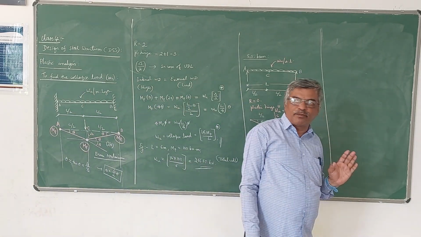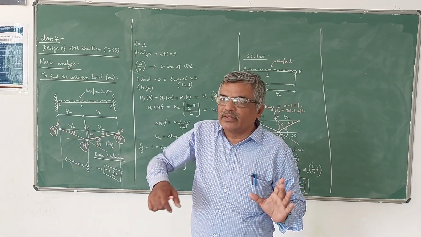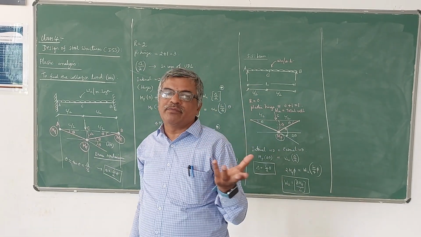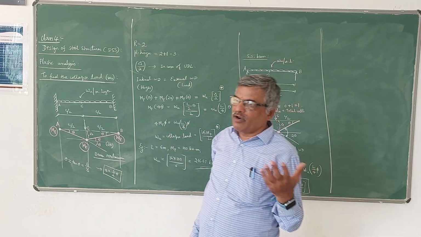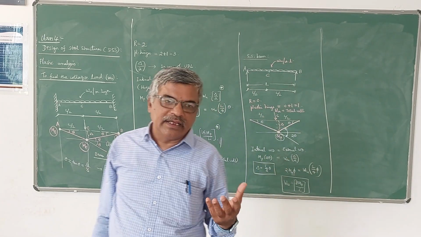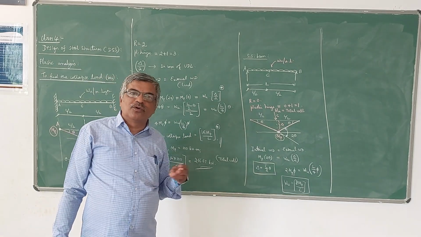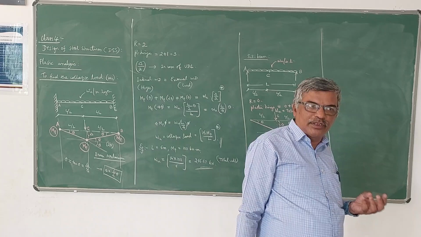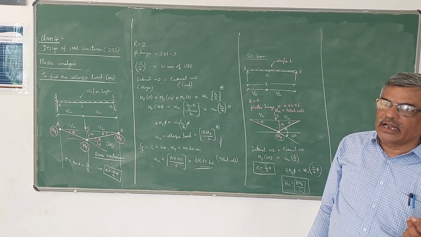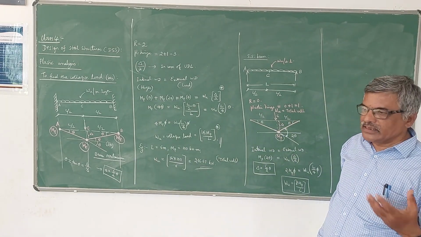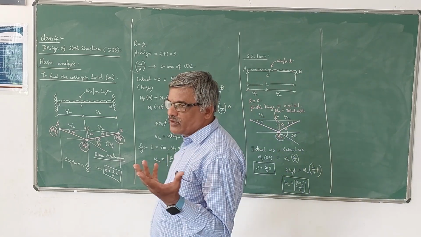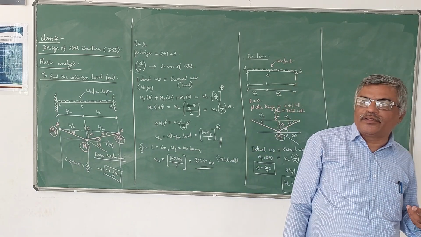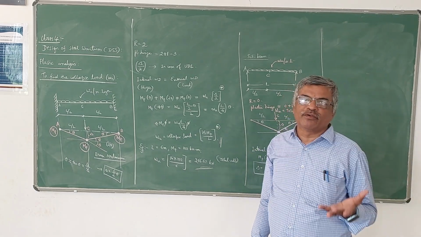In the case of a simply supported beam, it is only one. In the case of a propped cantilever, it is 2, that is 1 plus 1. And in the case of a fixed beam, it is 3. Because the formula is R plus 1, where R is the redundancy. For a simply supported beam there is no redundancy, R is 0, therefore 0 plus 1, one plastic hinge. For a propped cantilever, R is 1, therefore the plastic hinges are 1 plus 1, that is 2. For a fixed beam, redundancy is 2, therefore the number of plastic hinges required is 2 plus 1, that is 3.